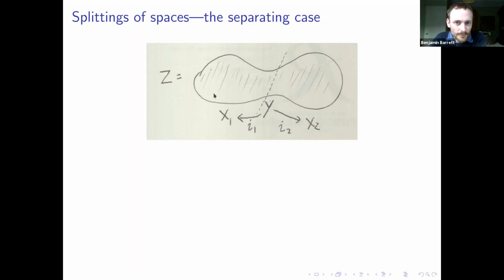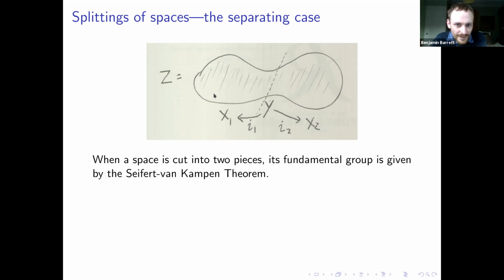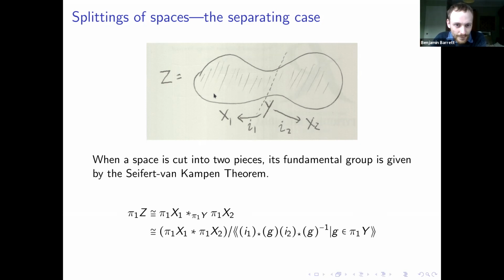So that's how we split up spaces. And then, of course, this implies something about fundamental groups. If you're cutting up a space like this, then the Seifert-van Kampen theorem tells you what you're doing to the corresponding group. The Seifert-van Kampen theorem, I'm hoping we all know, says that the fundamental group of the space we started with, Z, is an amalgamated product of the fundamental group of X1 with the fundamental group of X2. And that amalgamated product is taken along the fundamental group of the bit in the middle, Y.